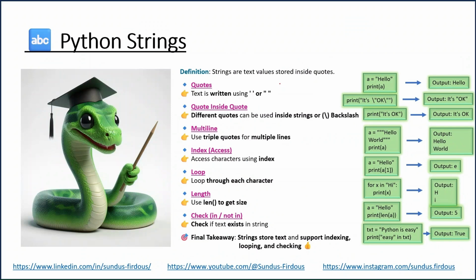Today we will learn about Python strings. So what are Python strings? Strings are text values stored inside quotes. The first point is that text is written using single quotes or double quotes.